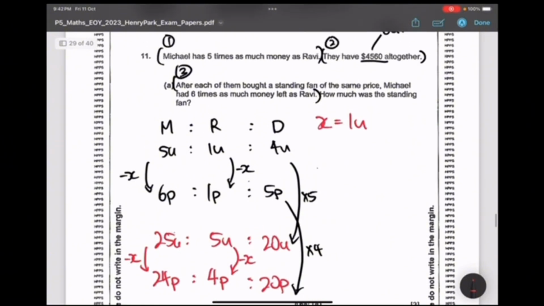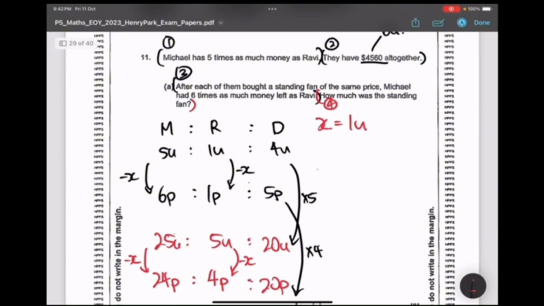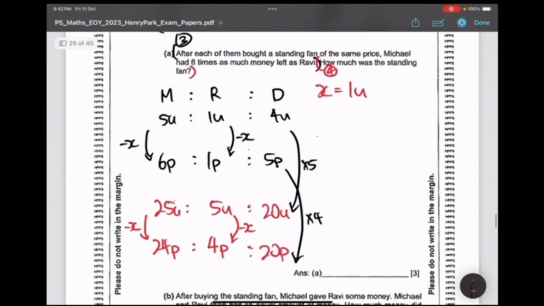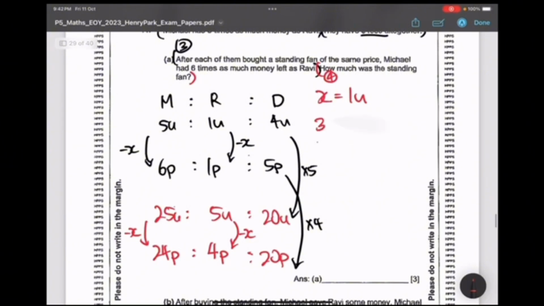So now what I want to do is to read the last sentence. Sentence number 4. It says, how much was the standing fan? Knowing that they have $4,560 altogether, I know that that is the total number, which is my original 6 units. But after multiplying everything by 5, I know that the total now is 30 units. So if 30 units equals 4,560, what is my 1 unit? It is simply 4,560 divided by 30.